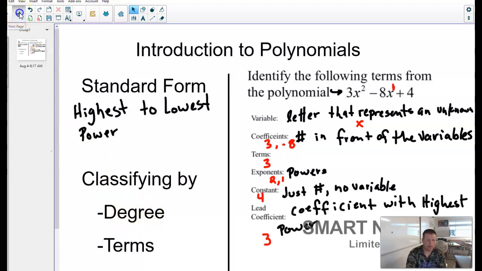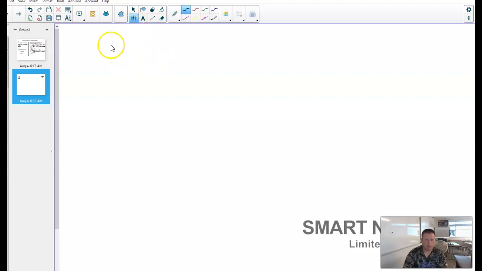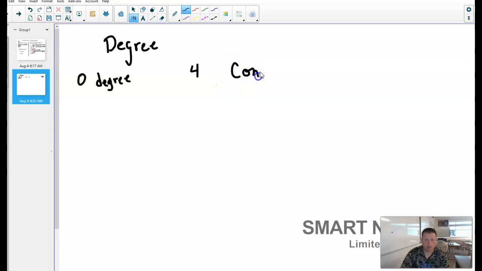So let me give you this, again, this is by degree here. If I have 0 degree, that would be like if I had just the number 4. We're going to call that a constant, right? We've already actually classified that. So this is my example here.